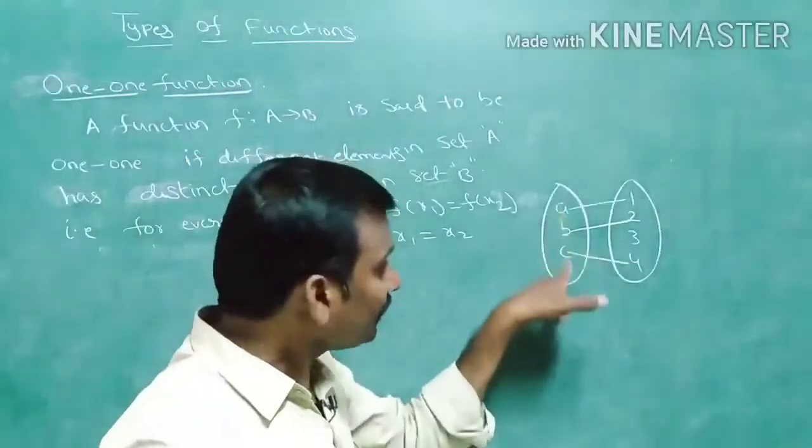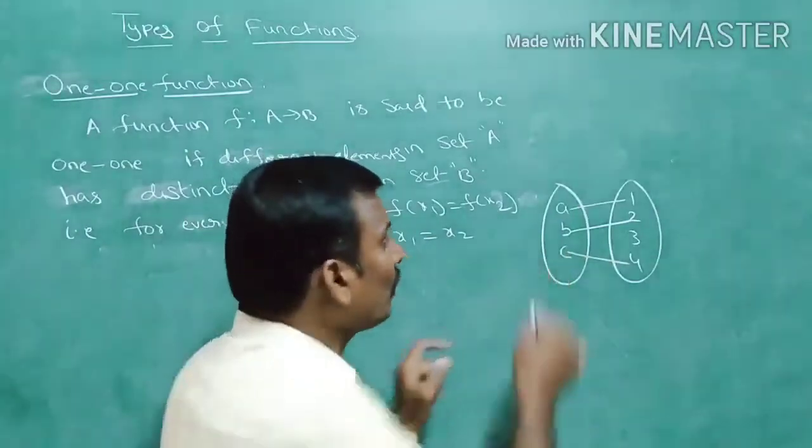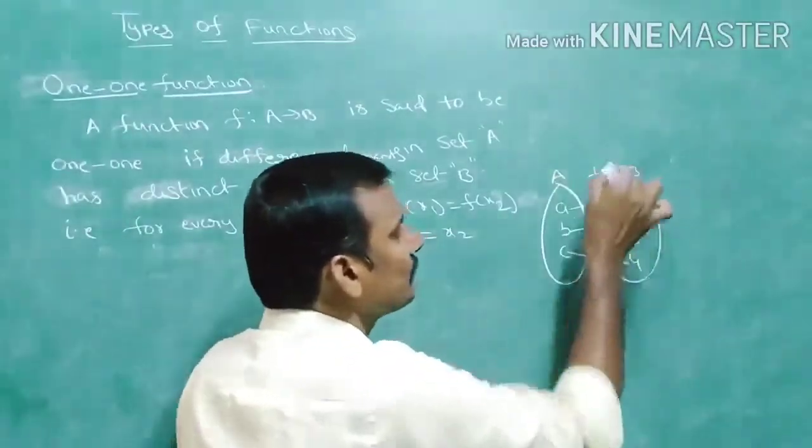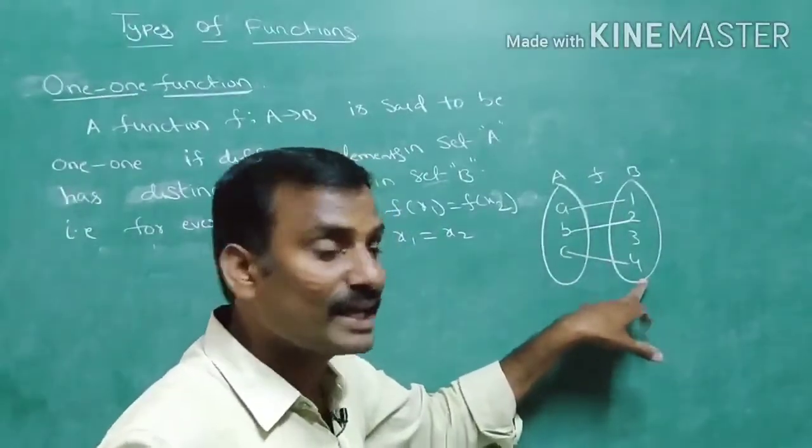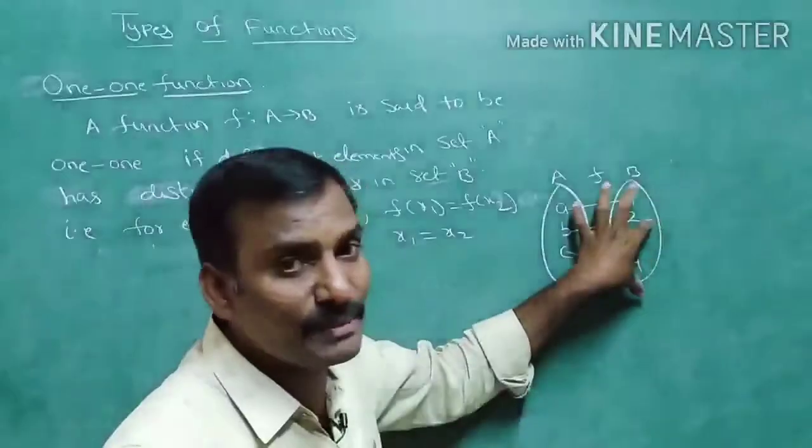Here, first of all, is it a function or not? A has image 1, B has image 2, C has image 4. Okay, every element in set A has a unique image in set B.